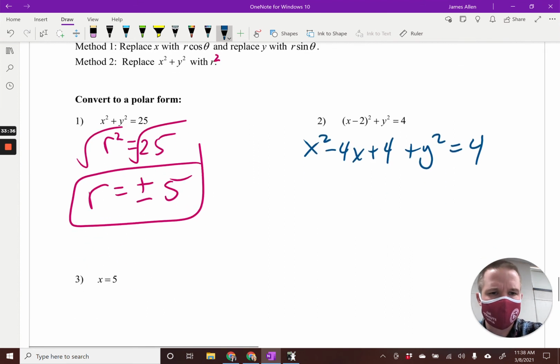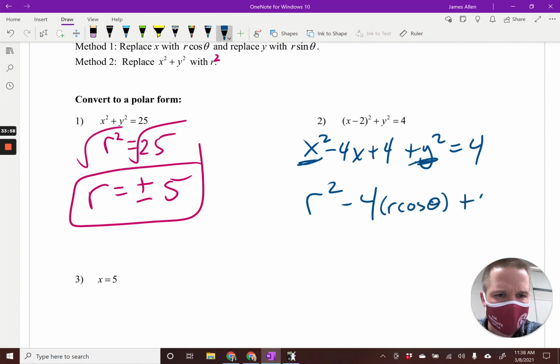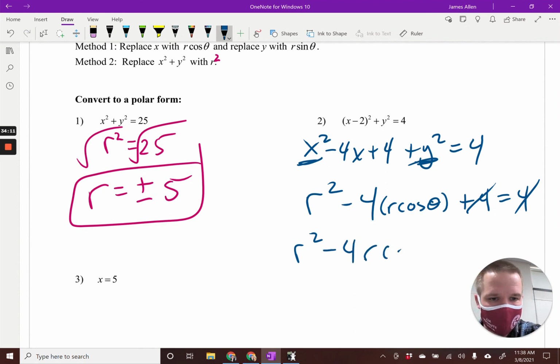Woo! I love it. Notice my x squared and my y squared. Guess what x squared plus y squared is? That is r squared. I'm already replacing. What do we know about x? X is equal to r cosine theta. So I can replace that x with r cosine theta. Then we have plus 4 equals 4. Lovely, lovely. And now I have r squared. Ooh, these 4s cancel. Nice, nice. Minus 4r cosine theta equals 0.